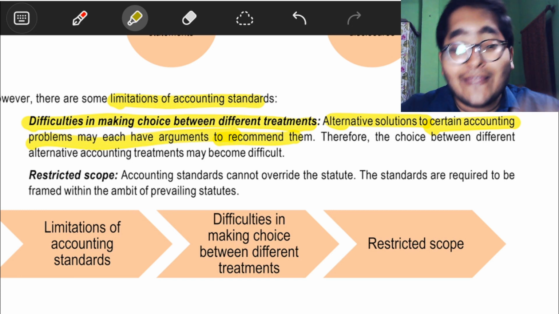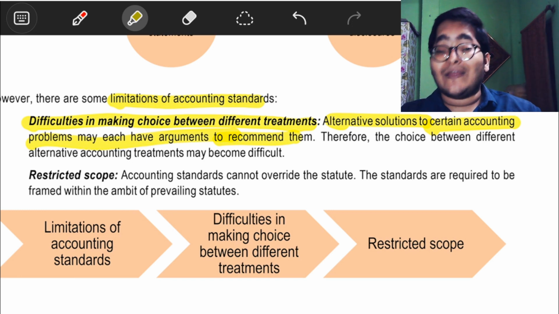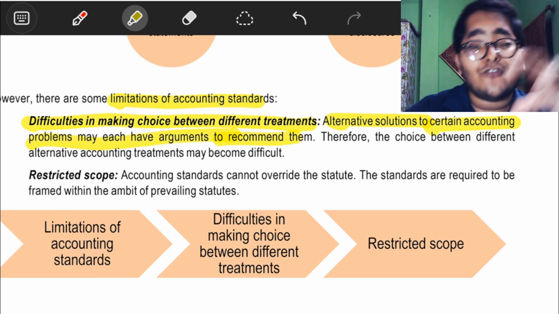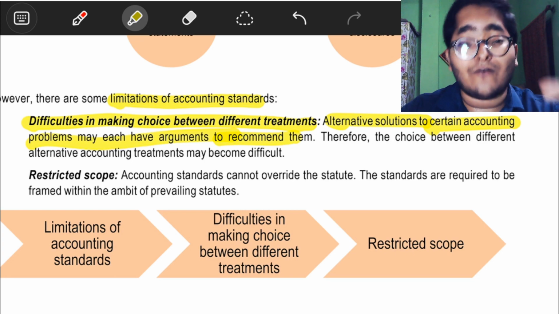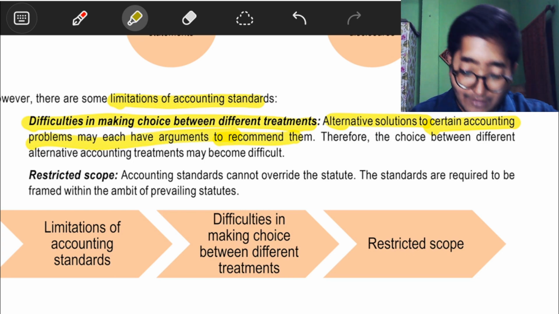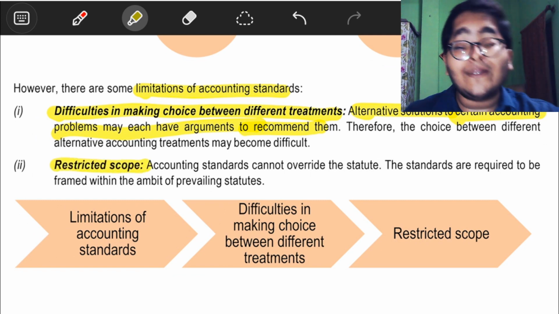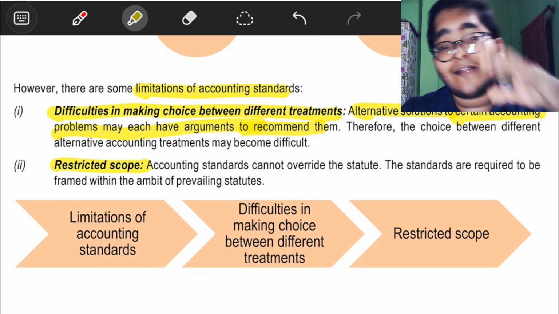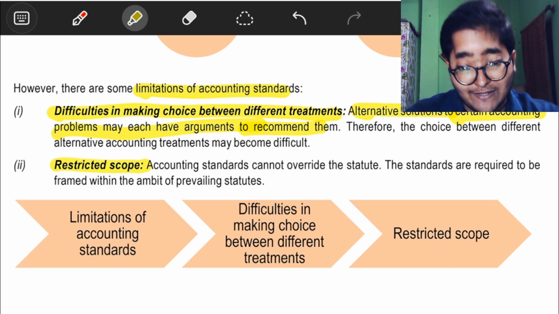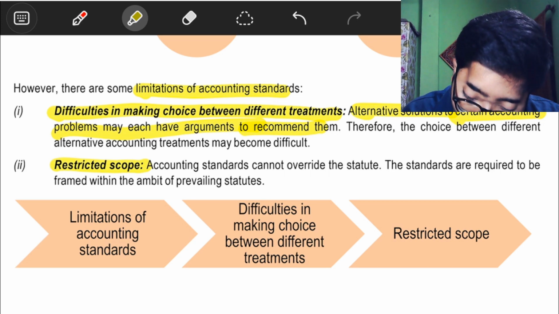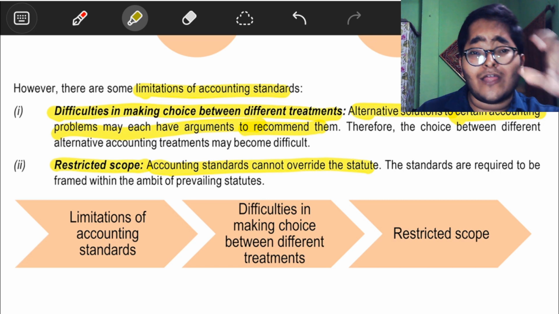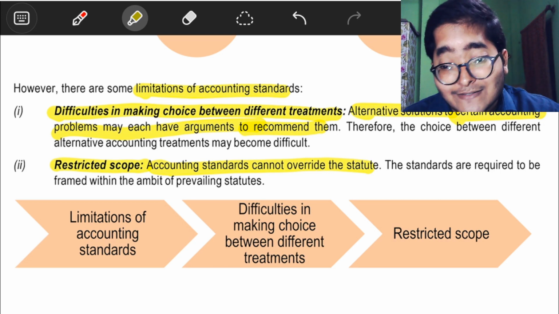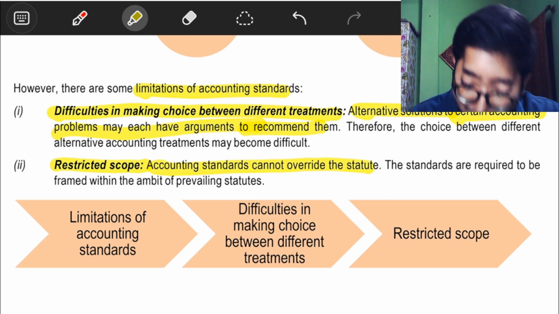एक अकाउंटिंग कंसेप्ट एक तरीके से अच्छा हो सकता है और दूसरा अकाउंटिंग कंसेप्ट या फिर अकाउंटिंग पॉलिसी और किसी सेक्टर में या फिर और किसी फील्ड में अच्छा हो सकता है। इसीलिए एक आर्ग्यूमेंट जनरेट हो सकता है ताकि कौन से अकाउंटिंग ट्रीटमेंट को रेकमेंड किया जाए। नंबर 2, रेस्ट्रिक्टेड स्कोप। अकाउंटिंग स्टैंडर्ड को सेट कर देने से अकाउंटिंग का जो स्कोप रहता है, वो रेस्ट्रिक्ट हो जाता है। अकाउंटिंग स्टैंडर्ड्स cannot override the statute. एक अकाउंटिंग स्टैंडर्ड एक लॉ को या फिर एक रूल बुक को, एक स्टैट्यूट को ओवरराइड या फिर उसके ऊपर नहीं जा सकता है। The standards are required to be framed within the ambit of prevailing statutes.